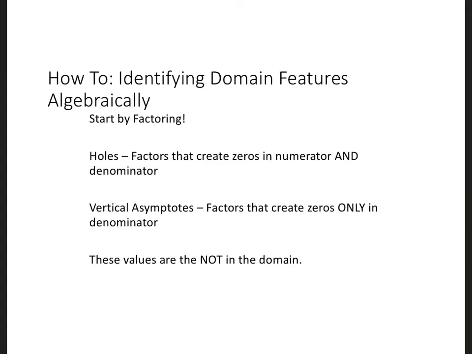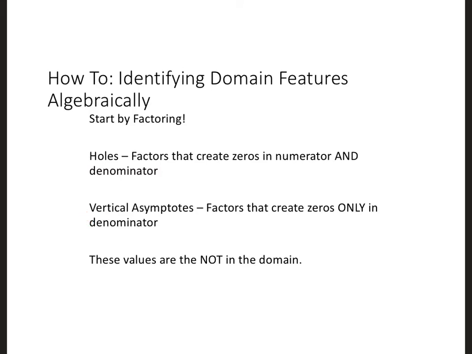So to algebraically identify our features, we're going to start by factoring. In factored form, you're going to have a whole bunch of factors in the numerator and the denominator. Holes are factors that create a zero in both the numerator and the denominator. Vertical asymptotes are factors that create zeros only in the denominator, and these values are not included in the domain. We'll look at the graph of each function so that we can see what we're talking about. But again, holes are factors in both the numerator and denominator. Vertical asymptotes are creating zeros only in the denominator.